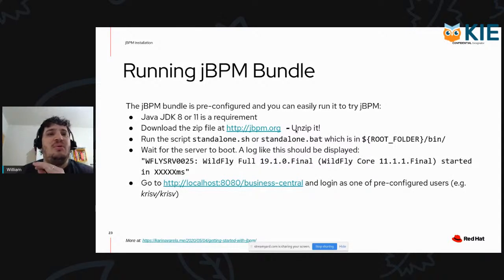So how do you run the jBPM bundle? Java is the only requirement. You download the zip, unzip it, and find the script to start it. On Linux it is standalone.sh, on Windows standalone.bat. Then you wait for the server to start, go to localhost:8080/business-central, and use one of the built-in users. We'll see this in practice in a few seconds.